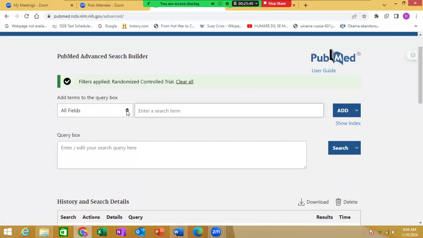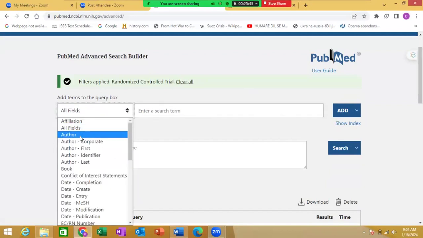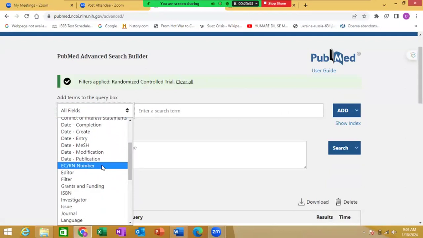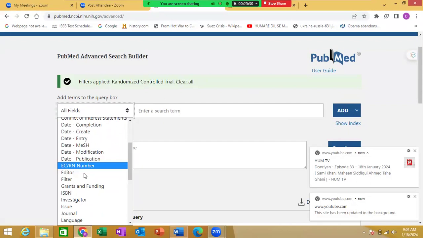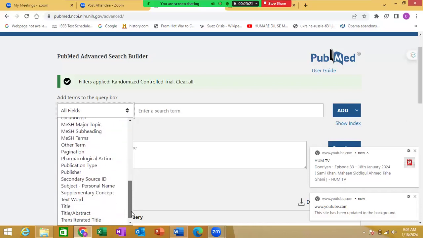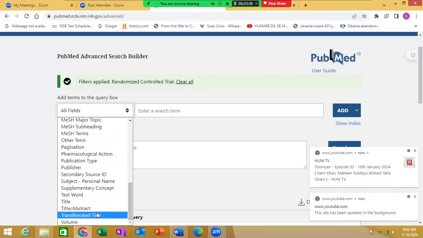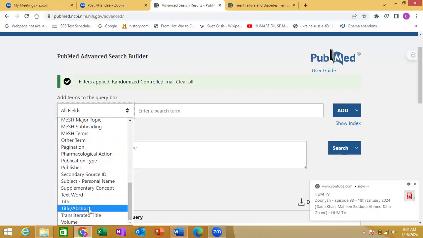Further, in terms of advanced, you may want to search by all fields. You are looking for a certain particular author. You are looking for results in books only. You are looking for results by publication date. And there are many things, journal-wise. You want to search your keywords based on only title and abstract, so that whatever keywords you have entered in your search term should be included in the title and abstract of the paper. That means you are commanding PubMed to show me the studies that include my keywords in their titles. So you can do it from here.